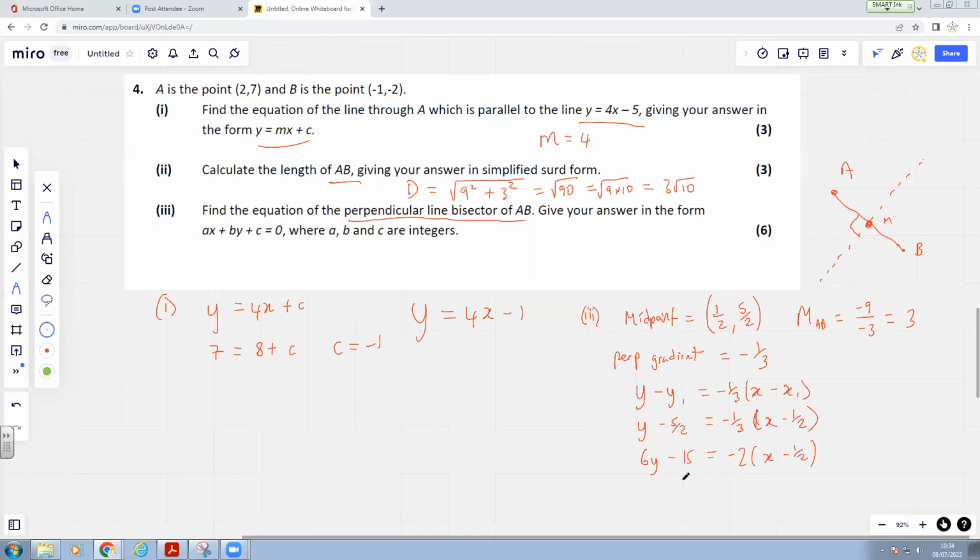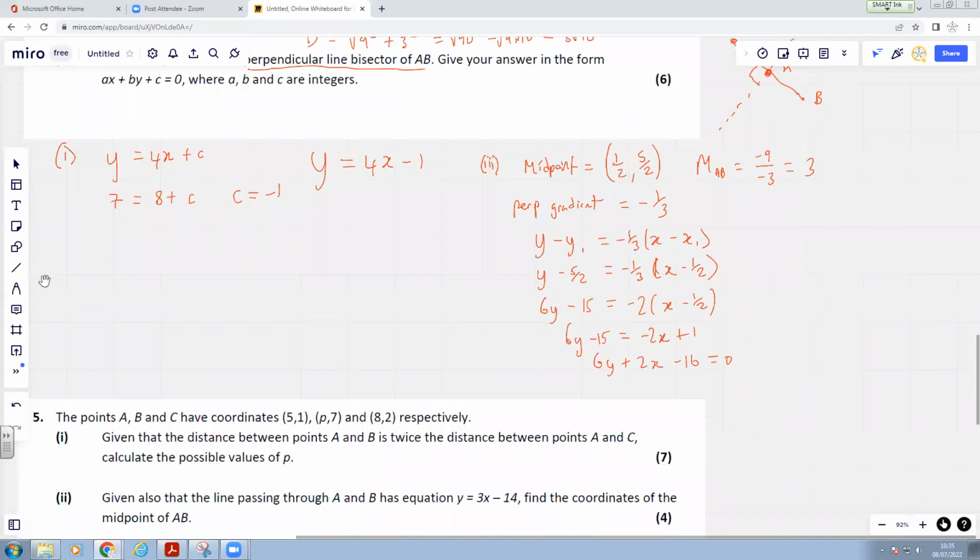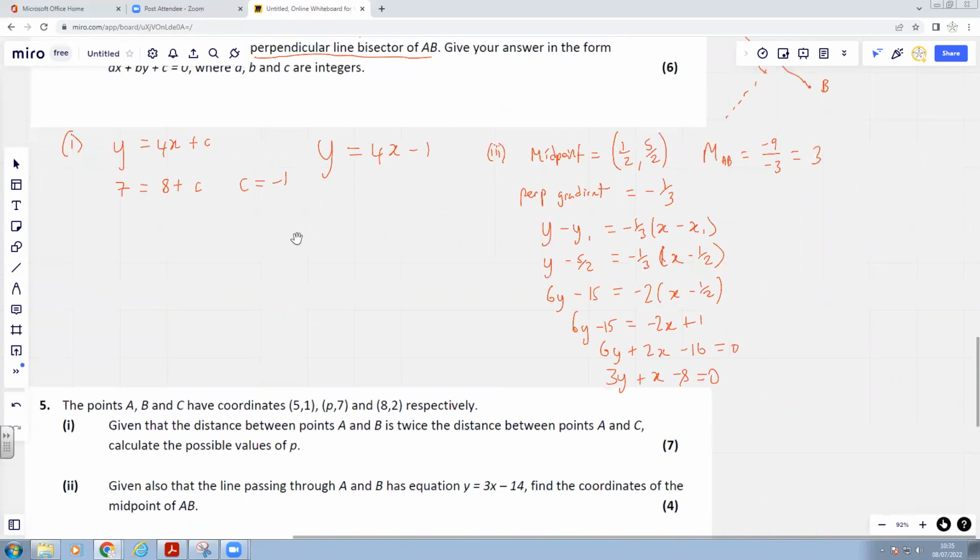But in a minute, all the fractions are going to disappear because we're going to get 6y minus 15 is minus 2x plus 1. Watch for the signs. So 6y plus 2x, and that's going to be minus 16 equals 0. I'd like to simplify that because I can halve every digit, and I get 3y plus x minus 8 equals 0. Remember, you can have the signs all the other way around there, but that is correct. Cool. Number 5, we're getting there.